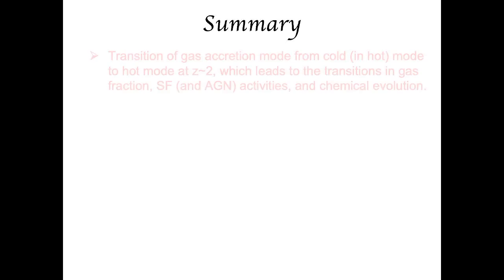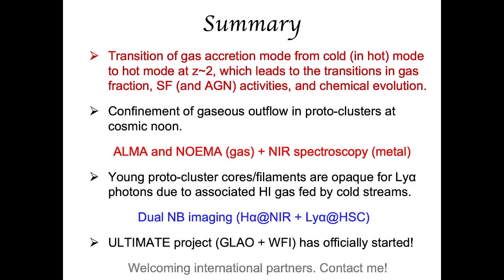So here is a summary. I'm saying that the transition of gas accretion mode from cold mode to hot mode at redshift 2 leads to the transition in gas fraction, star formation activities, and chemical evolution. That's it. Thank you.